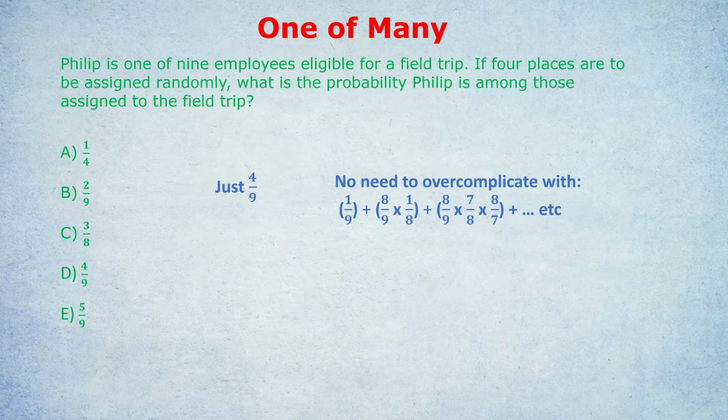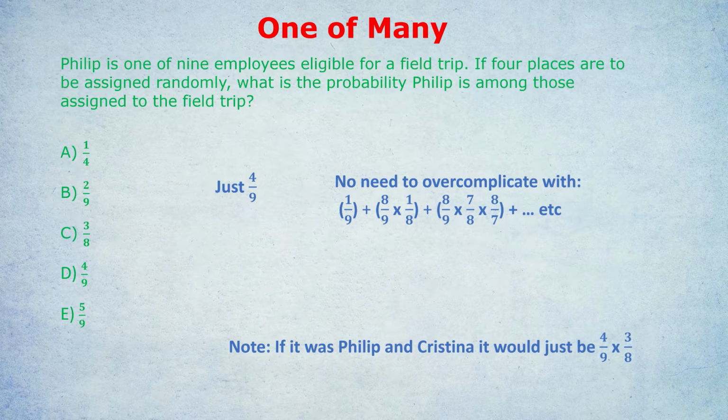And in case you're wondering, if there was a second person, say Philip and Christina are going to be picked, well, Philip's chances are 4 out of 9. And given that Philip has now been picked, Christina's chances are 3 out of 8. Only 3 slots left out of 8 people. It is that simple. We don't need to think about all the different letter arrangements.